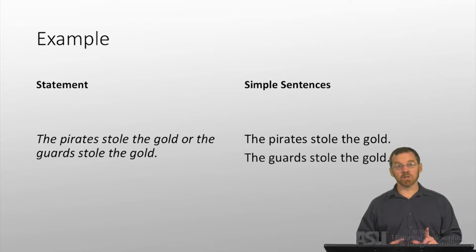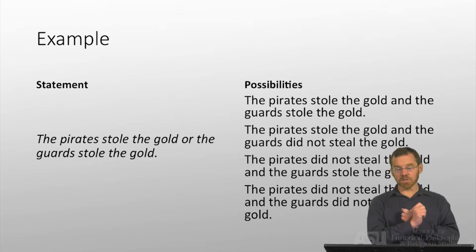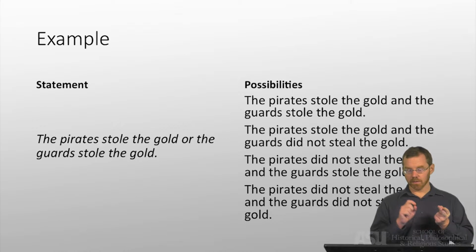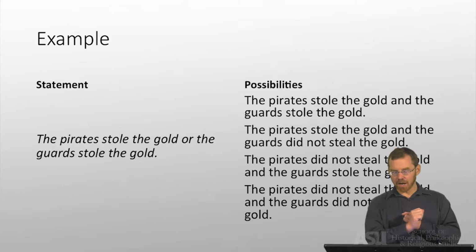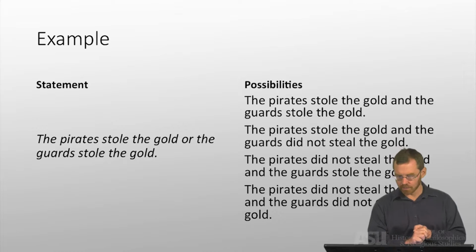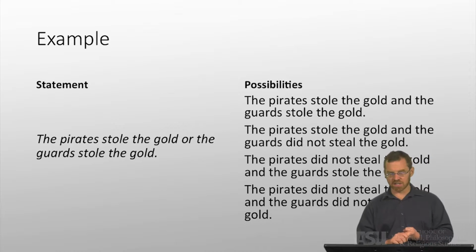Each of those sentences could be true or false, which means we've got 4 possibilities. The pirate stole the gold and the guard stole the gold. They're working together. The pirate stole the gold and the guards did not steal the gold. Those sneaky pirates got around the guards. The pirates did not steal the gold and the guards stole the gold. Right? Pirates haven't gotten there before the guards have taken care of the dirty work. Or the pirates didn't steal the gold and the guards didn't steal the gold. Maybe the captain outwitted all of them and stole the gold.